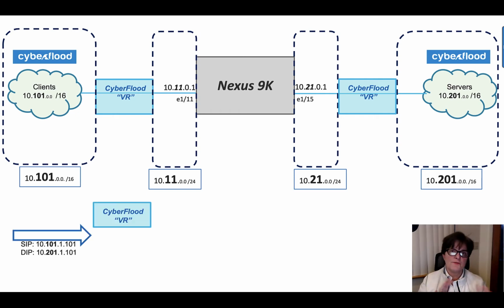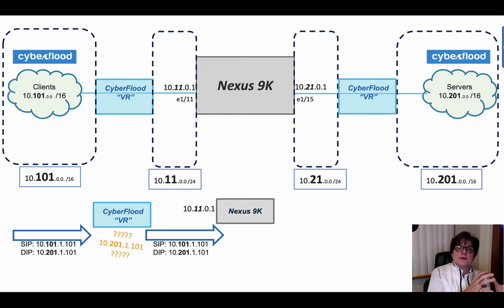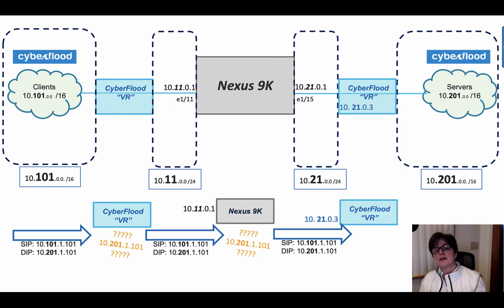If you think about it like any kind of regular routing, when the client sends traffic from 10.101 to 10.201, it's going to hit this construct of a virtual router on the CyberFlood. And the virtual router is going to be like, well, I don't know what to do with 10.201.1.101. What's the destination? Then it has to do something with it and pass it on to the Nexus. That's where we want it to happen. We want the answer, when the CyberFlood virtual router asks how to get to 10.201, to be: go to the Nexus at 10.11.01. And then we want to know that it goes over to the CyberFlood.